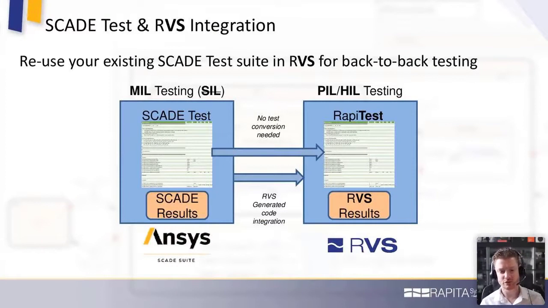Through SCADE, you can complete all your functional testing at the model level. And because the code generator is qualified, you can also claim credit for code coverage at model level as well. So your model in the loop testing is all handled by SCADE Test. So RVS is addressing the other side, the processor in the loop and hardware in the loop testing. And what we're going to show today is that we can run these tests back to back for a really efficient overall workflow, taking you all the way from the model right the way down to the production system.